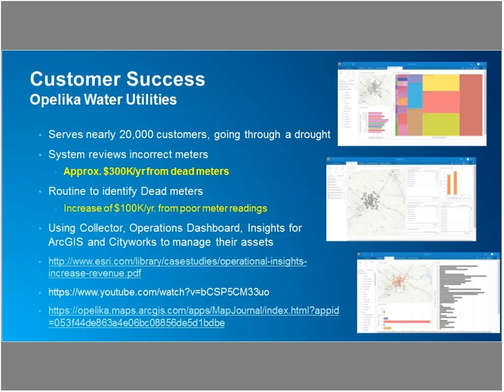And one more, there was one case example. Now, there's a couple of links at the bottom of this page. It's been promoted by Esri and by CityWorks as well, some of the work they've been doing. So the Opelika water utilities, about 20,000 customers, were going through a drought, so they needed to really save as much money as they possibly could. Just with some reviews based on inspections, analysis, and the records, they've set up systems to look for, say, meters that have incorrect readings. And from that alone, they were able to bring in an extra $300,000 a year from those dead meters.